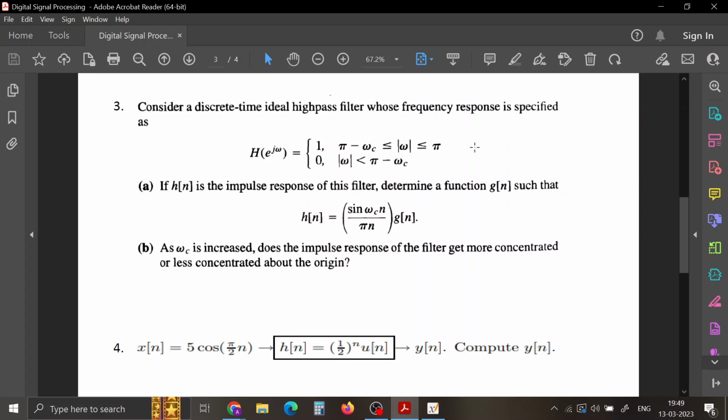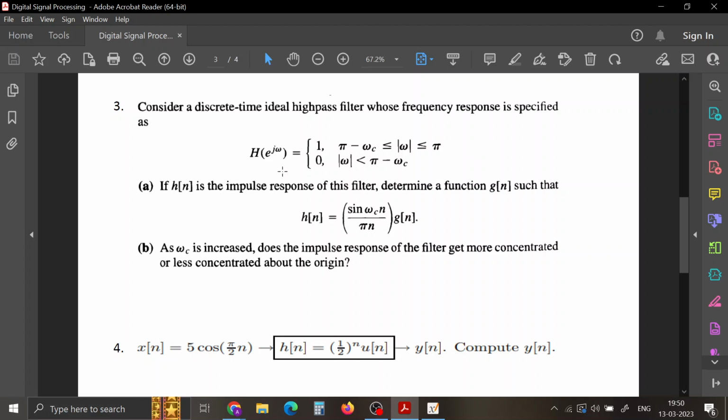That's the normal strategy. And this is part A, and for part B, it has been asked that if omega c is increased, does the impulse response of the filter, which is h of n, get more concentrated or less concentrated about the origin? That's the second part. So let's solve it part by part. Let's first deal with part A.